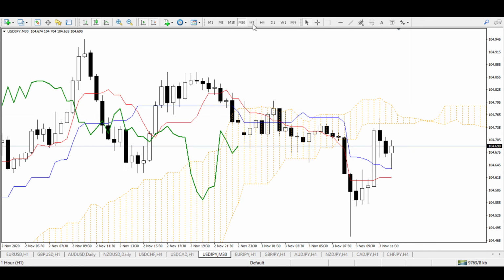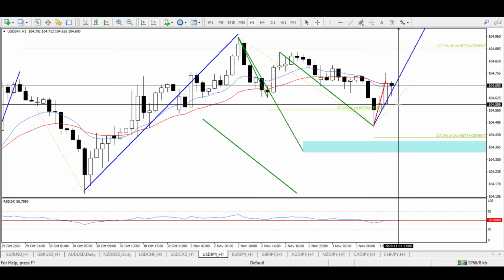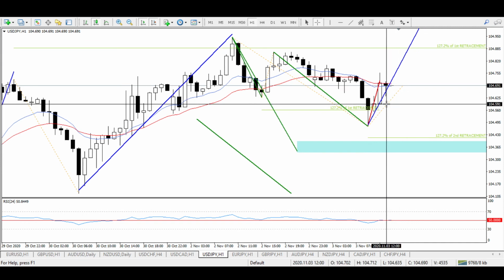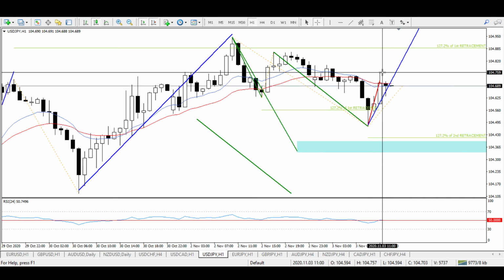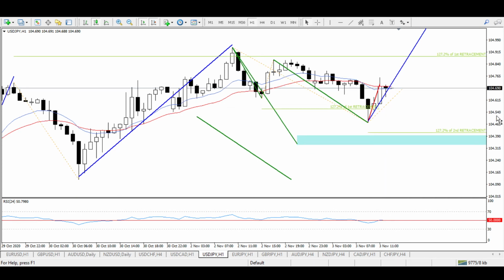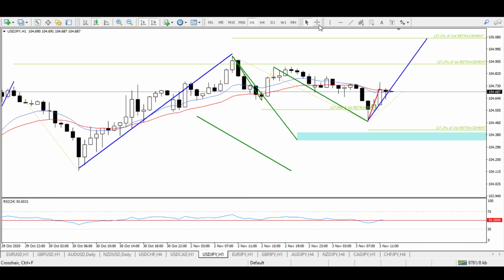So this is a very crucial moment right now in USD JPY. We have two scenarios. One is a downward 3 drive. We can either sell below this point and target this area, or we can buy above this point and then target this area. Let's keep monitoring what's going to happen.